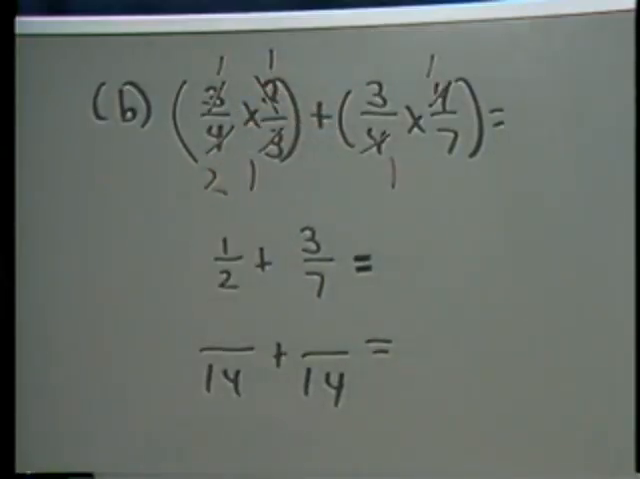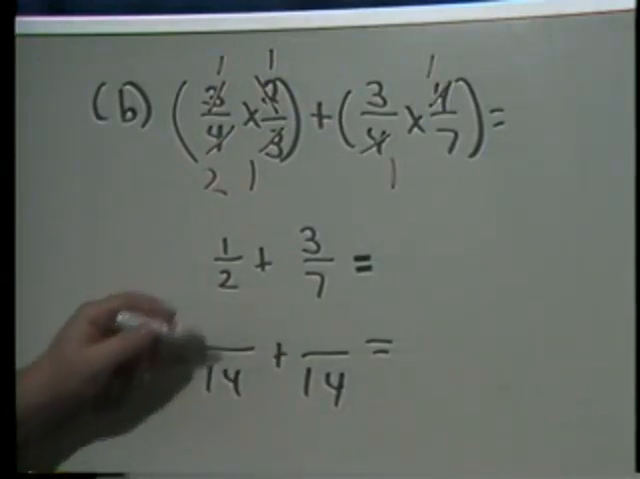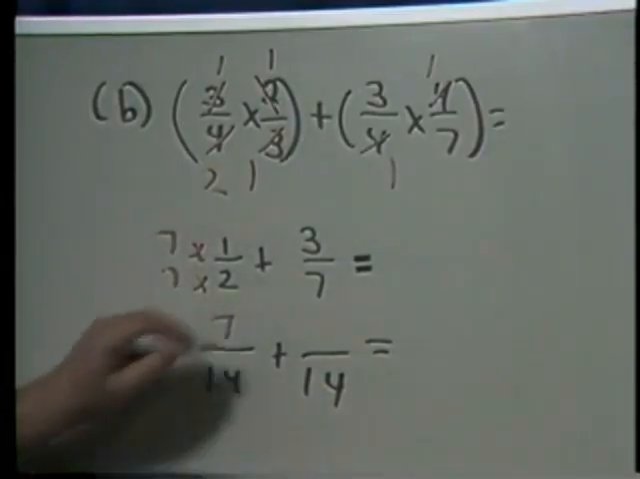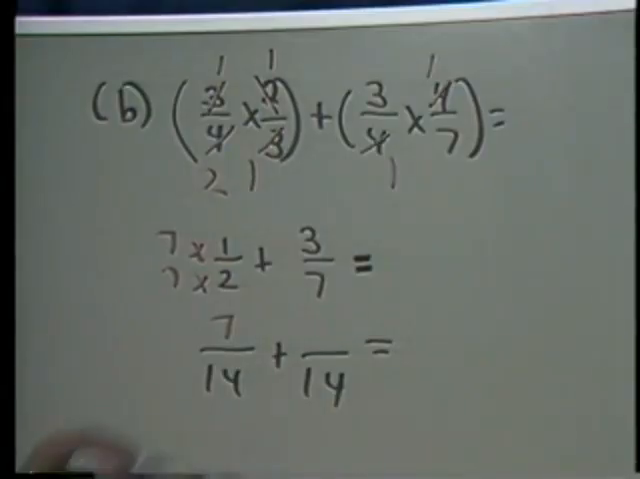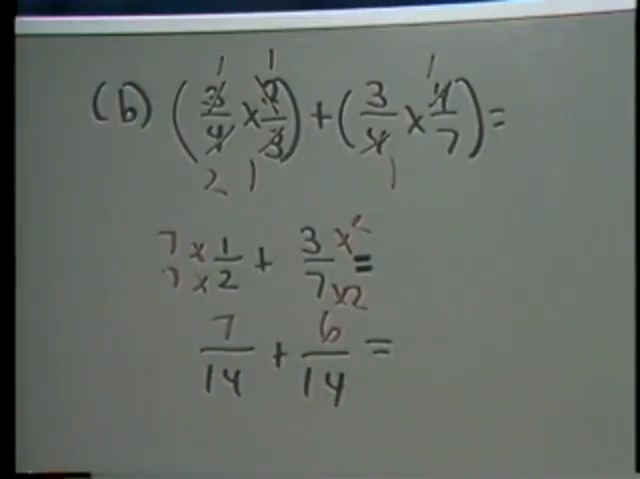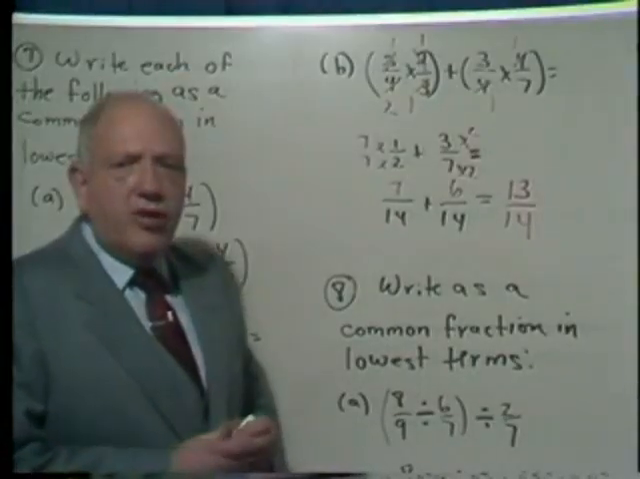The second term, the 4's cancel, and so I get 3 times 1 over 1 times 7, which is 3/7. When I'm dealing with halves and sevenths, the easiest common denominator is 14. 2 goes into 14 7 times. 7 times 1 is 7. So the first one is 7/14. 7 goes into 14 twice. 2 times 3 is 6. So I have 7/14 plus 6/14. That, of course, is 13/14. So the answer still checks.